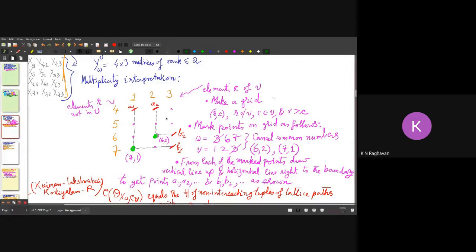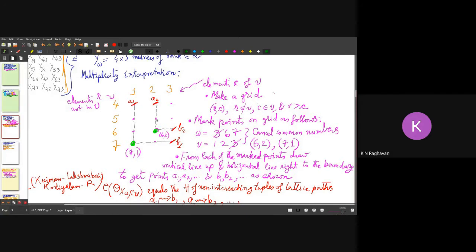Oh, I see that I've called, maybe this should have been my first point and this should have been my second point, but it doesn't matter in which order you name them. You take this set of points and mark them and name them however, order them whichever way you want. Okay. But the important thing is that this gives me two points, A1 and B1. This gives me two points, A2 and B2 on the boundary. Right. Okay. And now what the theorem is, is that the multiplicity is precisely the number of tuples of lattice paths.